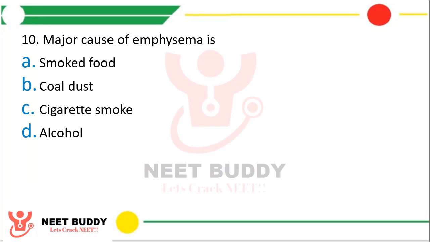Question 10. The major cause of emphysema is option A, smoked food, option B, coal dust, option C, cigarette smoke, or option D, alcohol. What is emphysema? It is a lung disease in which the alveolar walls get damaged, which results in reduced surface area for exchange of gases. The correct answer is option C, cigarette smoking.